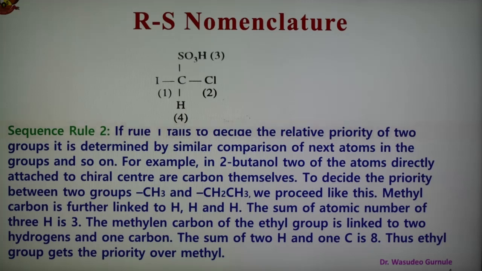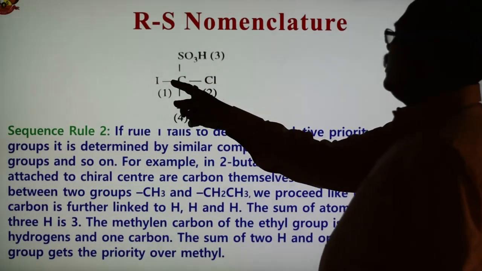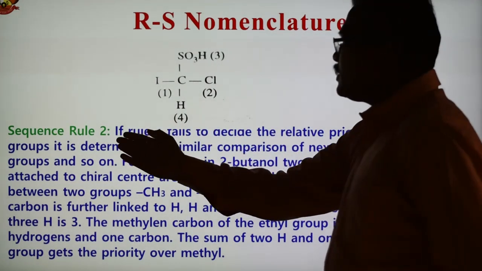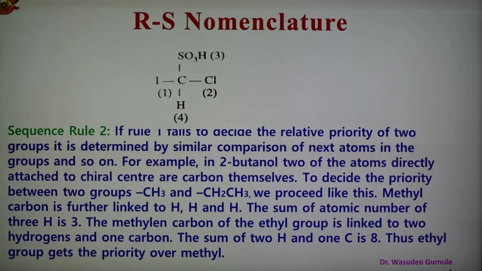Now in this case, it is very simple to know according to the atomic number. So sequence rule 1 is very simple. As per the atomic number of the 4 atoms attached to the chiral carbon or the asymmetric carbon, according to that we have to give the priority numbers 1, 2, 3 and 4. Now what is sequence rule number 2? According to sequence rule number 2, if rule 1 fails to decide the priority of the two groups, it is determined by the similar comparison of the next atom in the group, and so on.